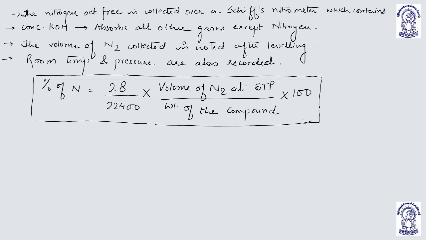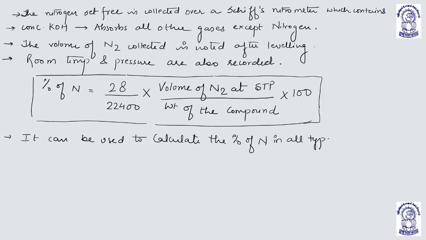The biggest merit of this method is that it can be used to estimate nitrogen in all types of organic compounds. It can be used to calculate the percentage of nitrogen in all types of organic compounds.